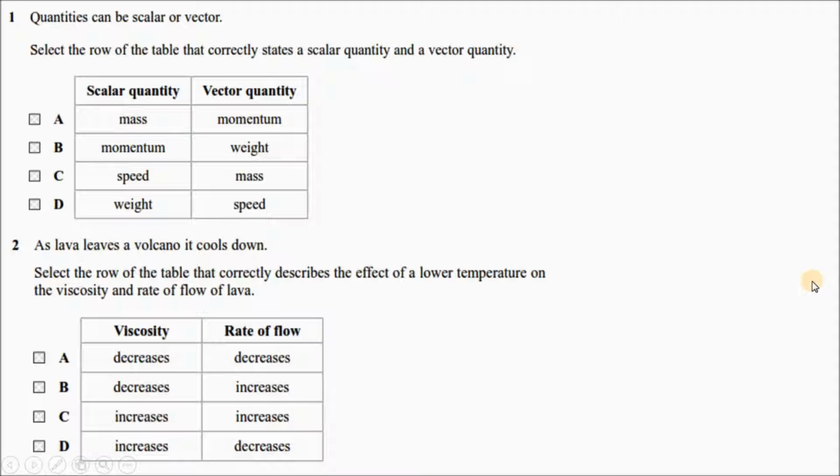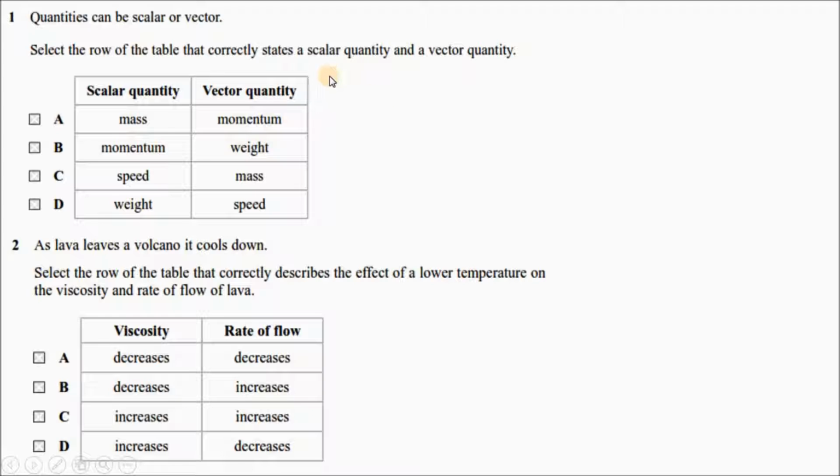Question number 1: quantities can be scalar or vectors. Select the row of the table that correctly states a scalar quantity and a vector quantity. Again, the typical question comes in MCQs, where they ask you to identify scalar and vector quantities. If you memorize all the scalar and the vector quantities, it will be easy to answer this type of question.